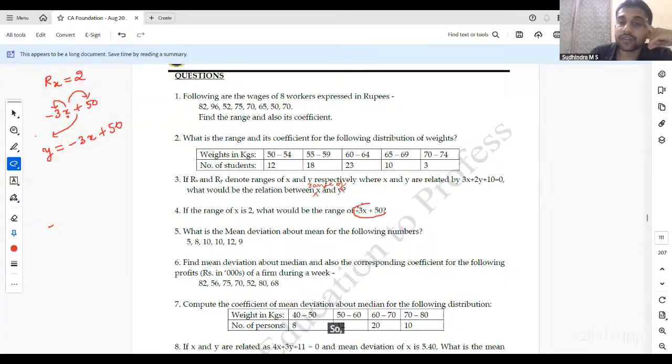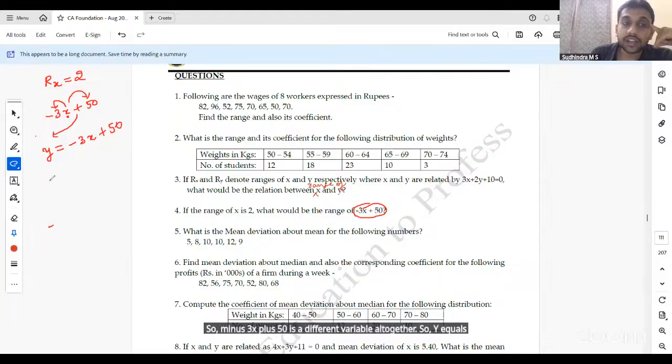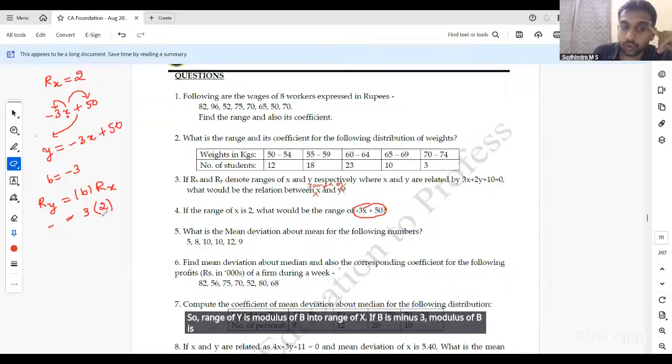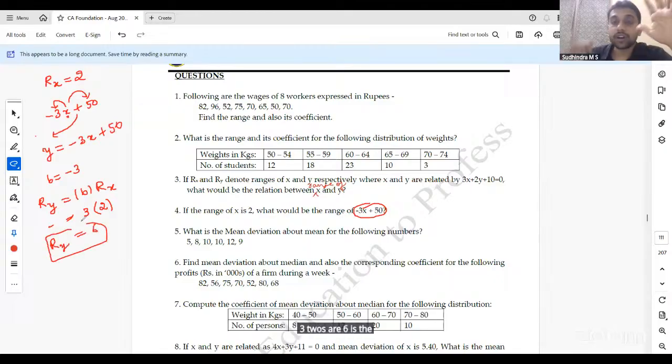So minus 3x plus 50 is a different variable altogether. So y equals minus 3x plus 50. Here, what is the value of b? Minus 3. Very good. So range of y is modulus of b into range of x. If b is minus 3, modulus of b is 3, range of x is 2, 3 2s are 6 is the range of y. We cannot directly substitute there because range does not get affected by change of origin.